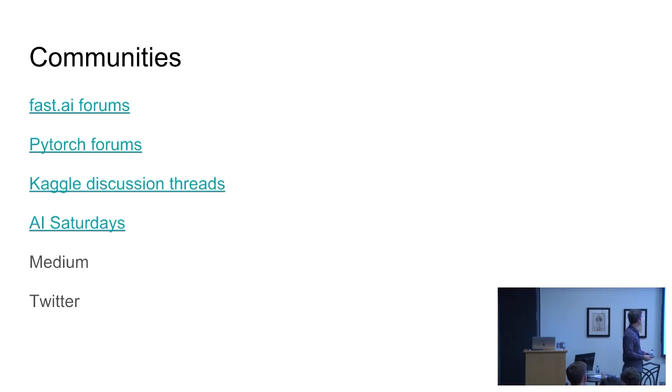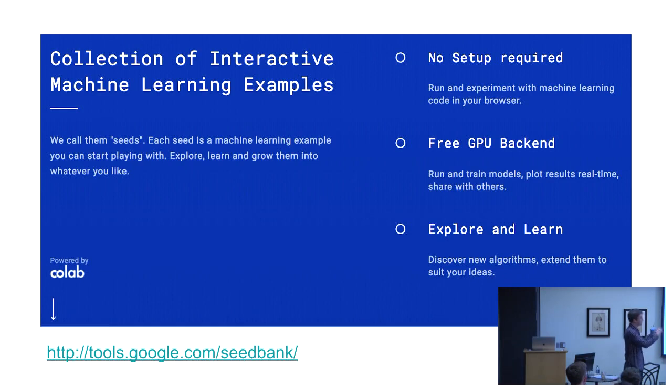Twitter, and this is just another thing I wanted to mention. As I was working on this talk, Google put out this thing called Seed Bank, and if you look at the benefits it mentions: no setup required, free GPU backend, explore and learn. I think it just goes to show that there's a ton of people out there trying to make this style of learning, deep learning, available to people, and I think it's so powerful. I haven't had a chance to try this out yet, but if you're interested, these have notebooks that you can run in your browser that do the computation on Google's machines behind the scenes for common models.